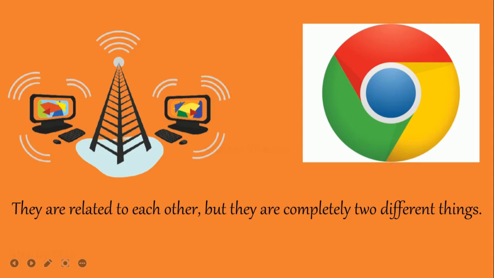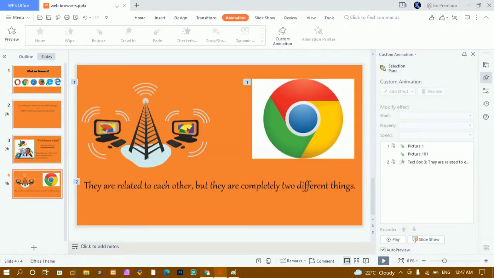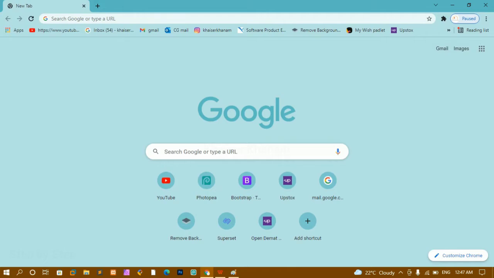Now the question is how we are going to get the information from the browsers. Let me come here. This is my Chrome browser, and inside this is what is called the search bar, where you will be typing the URL.